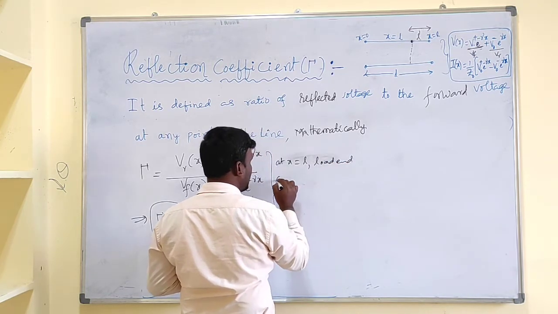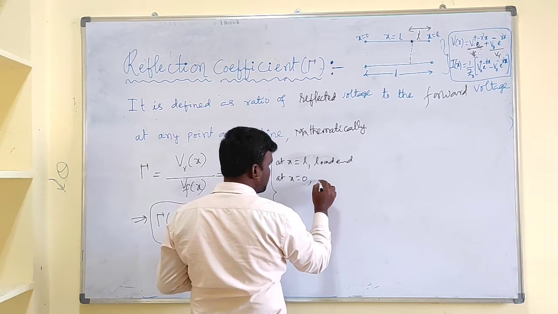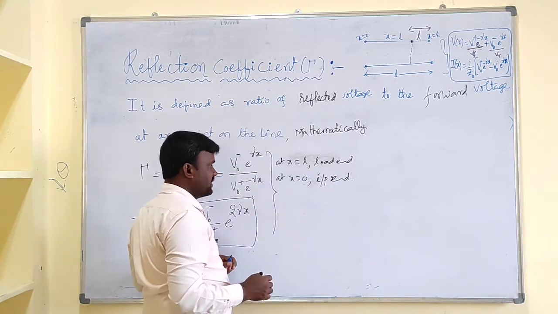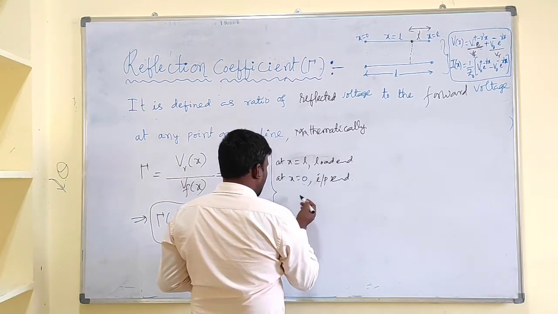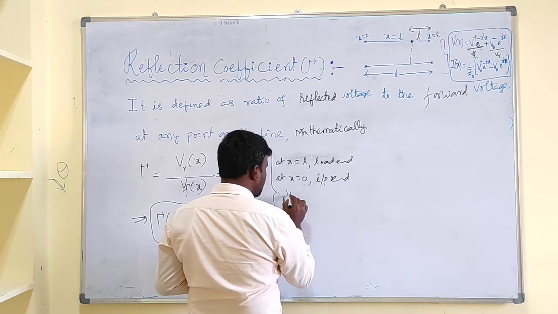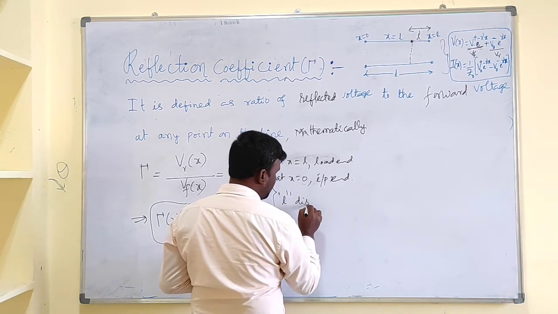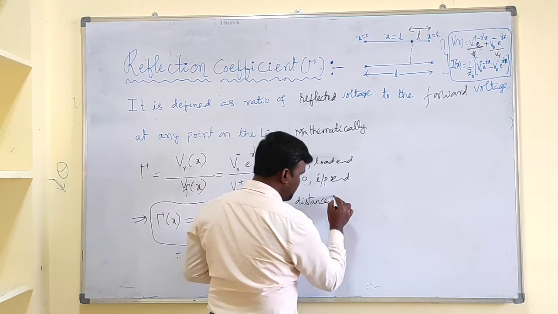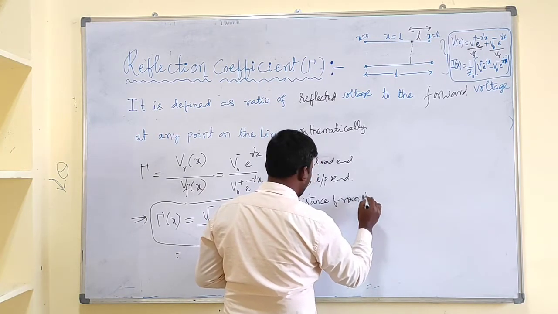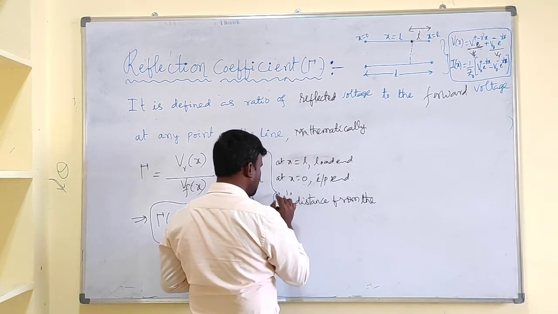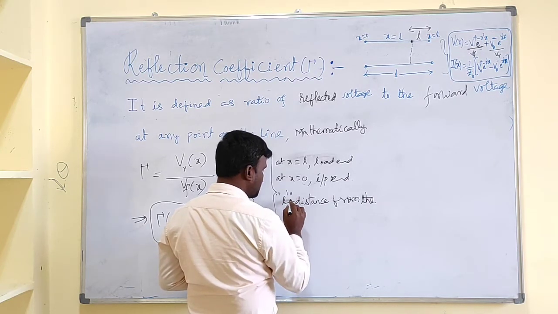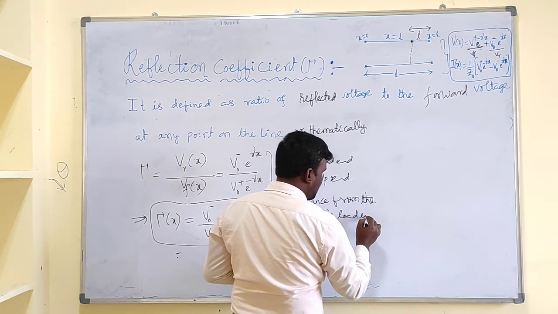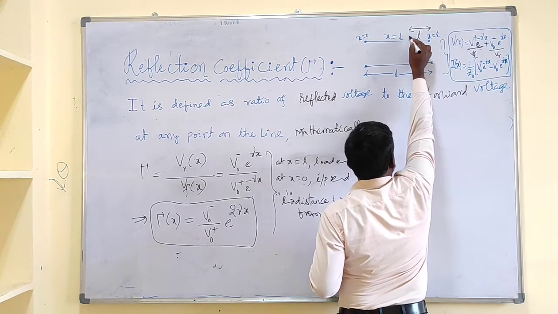x equal to L means the load end, x equal to 0 means the input end or source end of the line. x equal to L means the terminated end, and let us assume L dash is the distance from the load end. Let us take this as point A.